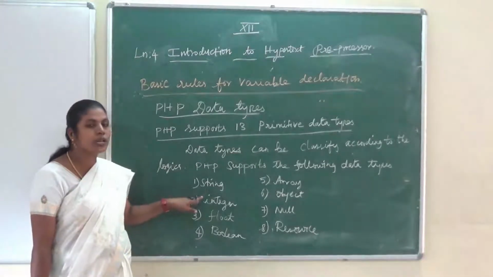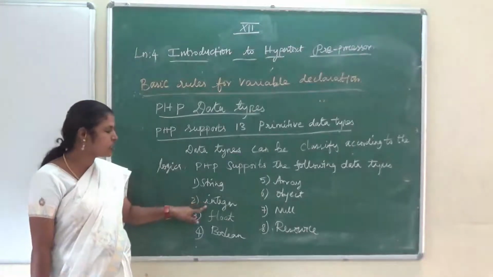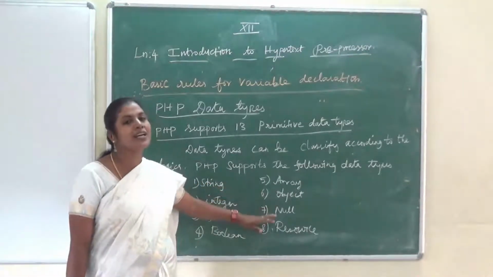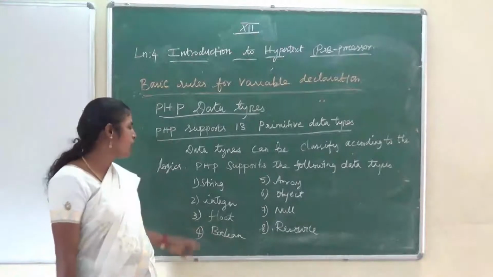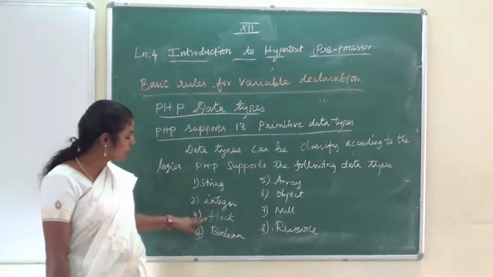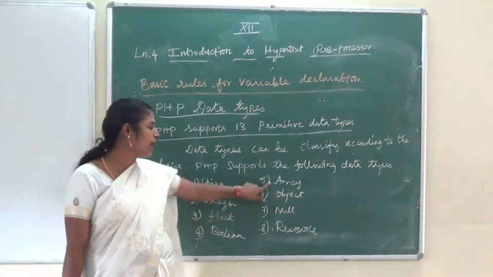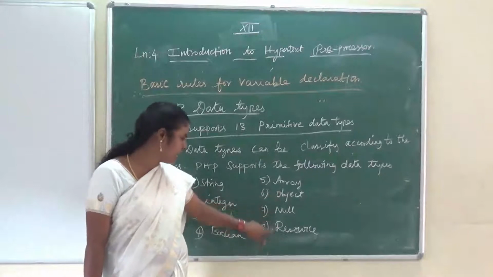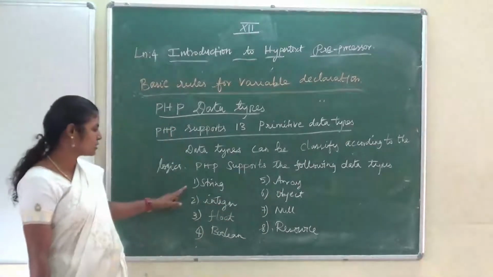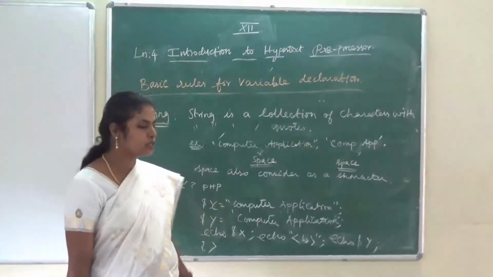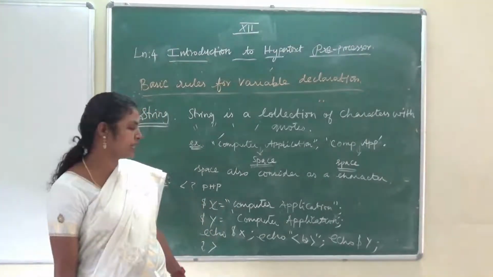Shall we study one more time? String, integer, float, boolean, array, object, null and then resources. In previous years we studied string, integer, float, boolean, array. Now we are newly going to study object, null and then resources. First we are going to study the string data type.